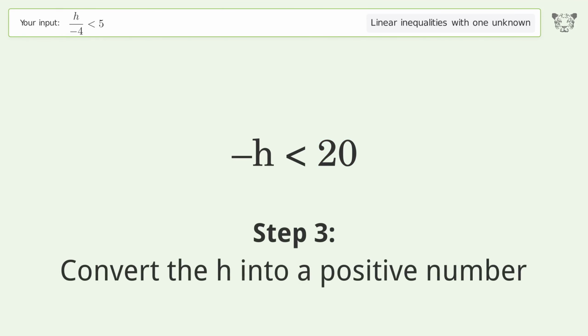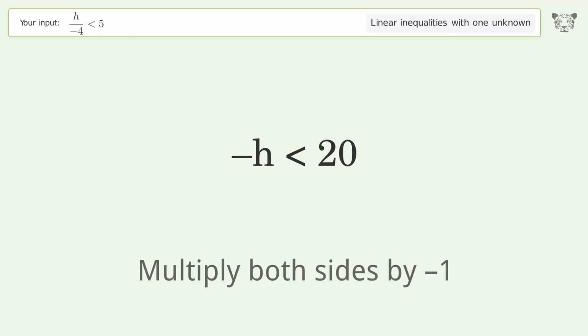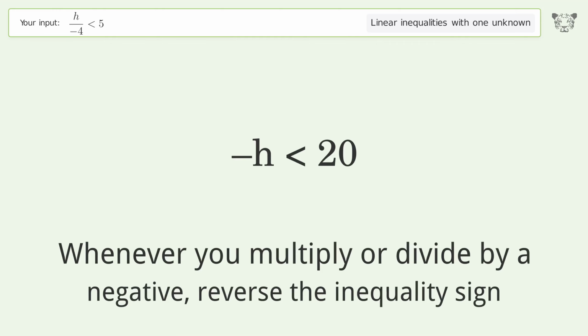Convert the h into a positive number. Multiply both sides by -1. Whenever you multiply or divide by a negative, reverse the inequality sign.